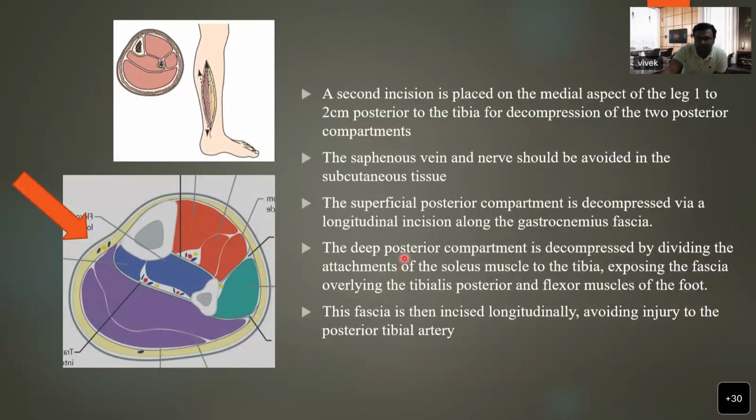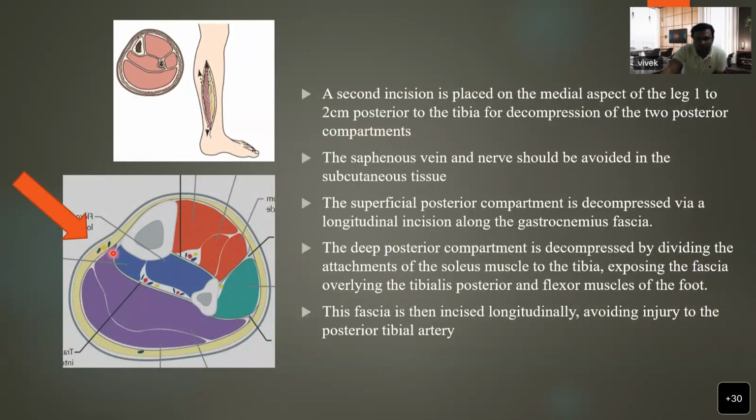The second incision is usually placed 1 to 2 centimeters posterior to the tibia, and this is where the saphenous nerve and the saphenous vein would be most commonly noted. You have to protect them during this incision.